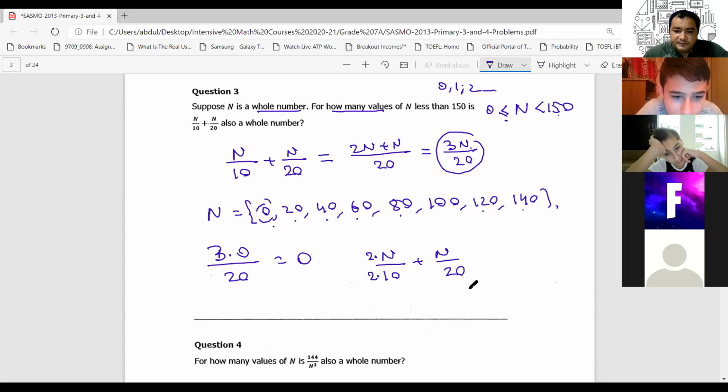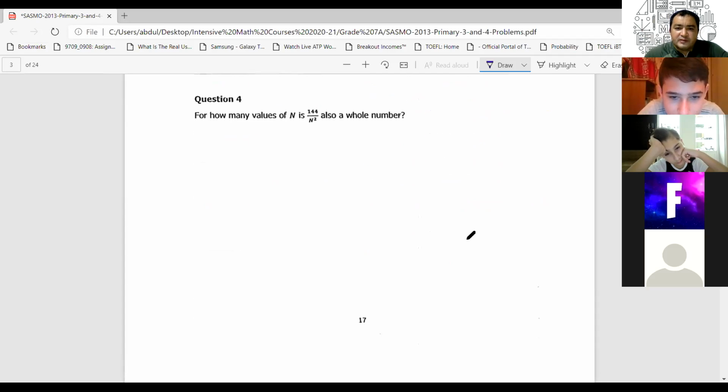All right, one more question. Now you have some experience. Try this one. You have 1 minute. For how many values of n is the expression also a whole number?